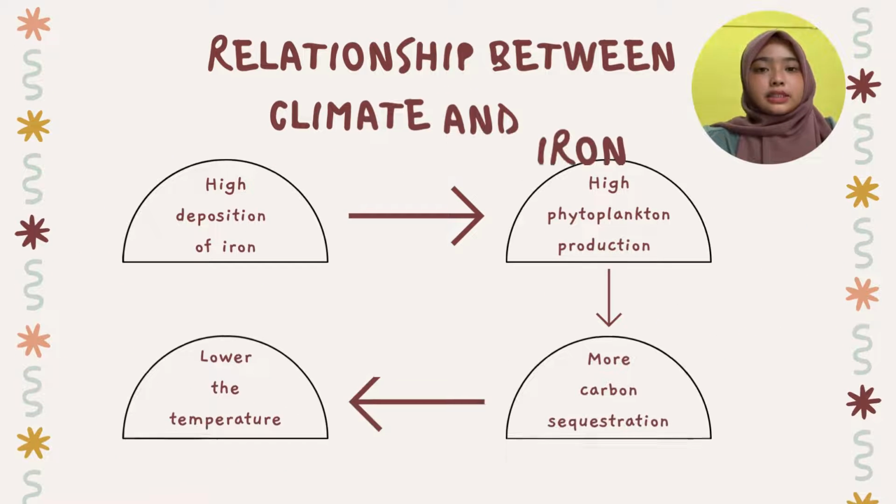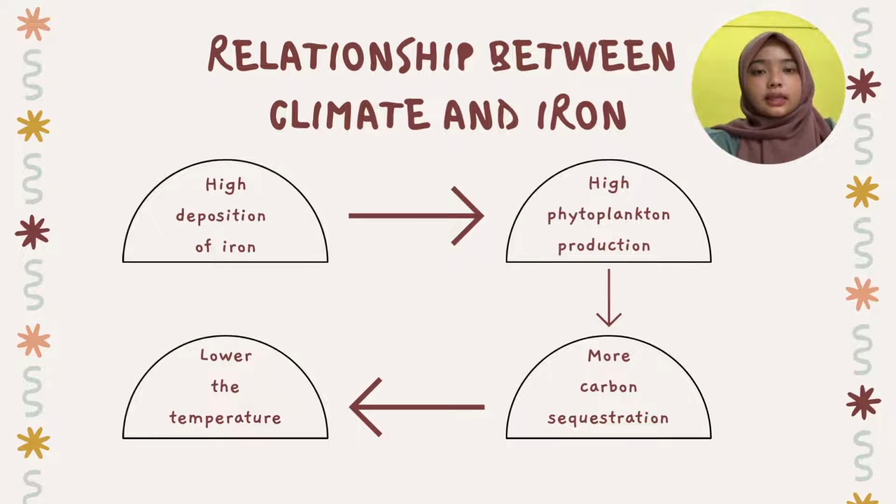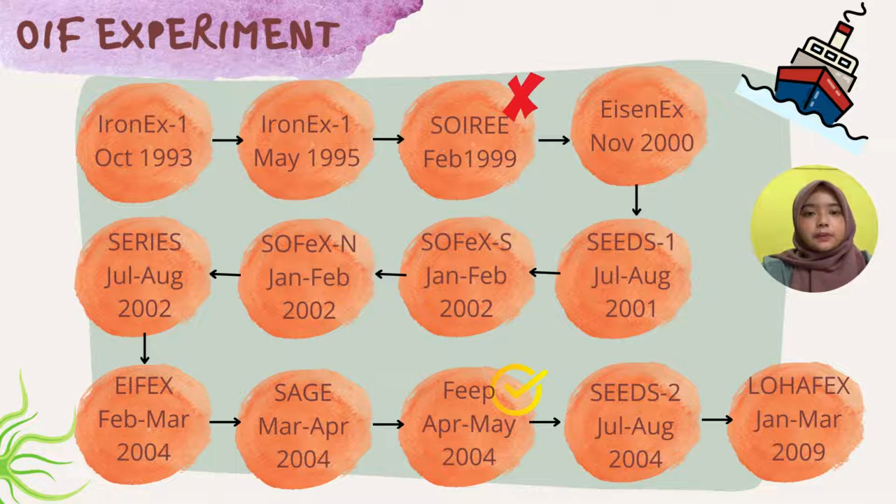What is the relationship between the climate and the iron? The higher the deposition of iron in the ocean, the higher the production of phytoplankton. So, more carbon sequestration will take place, reducing the atmospheric level of carbon dioxide and lowering the temperature. These are the 13 ocean iron fertilization experiments that have been performed before.